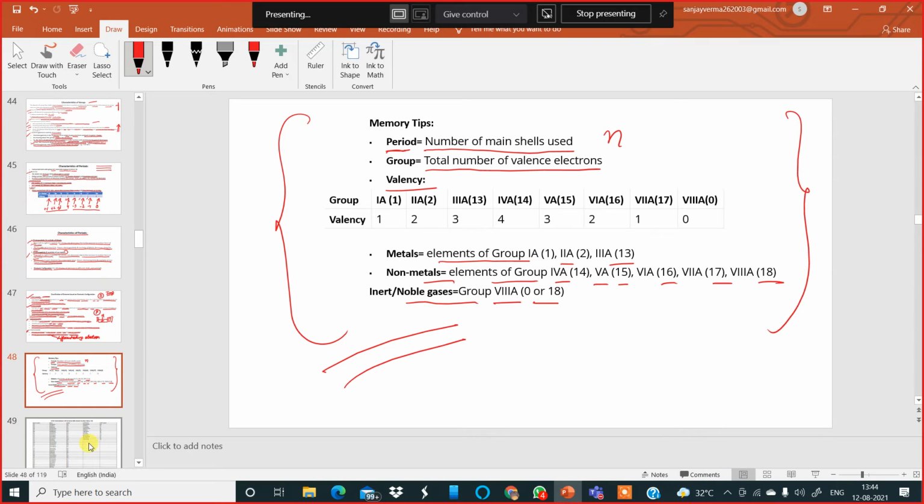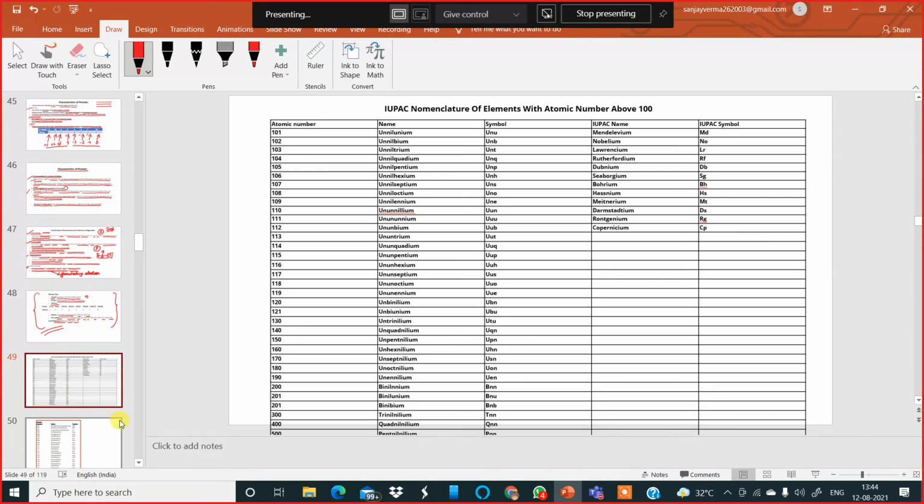Now look at the next slide. Can you see the next screen? All of you, can you see? Do you see the heading on the next screen? Tell me. Yeah. Look at the first column.